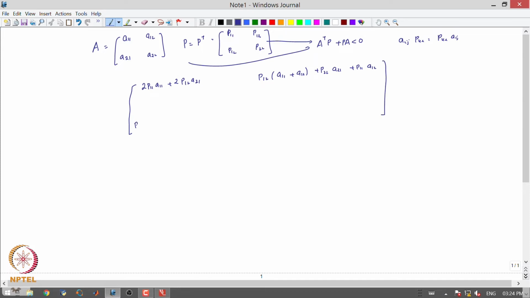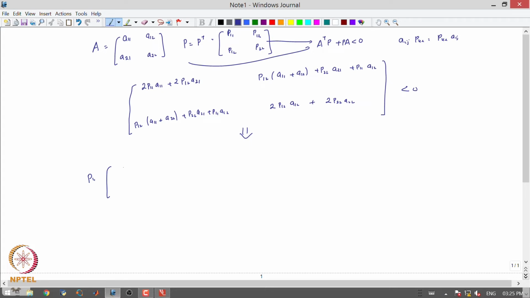Then you have P12 A11 plus A22 plus P22 A21 plus P11 A12. This is twice P12 A12 is less than 0, and it can also be equivalently written in this form.